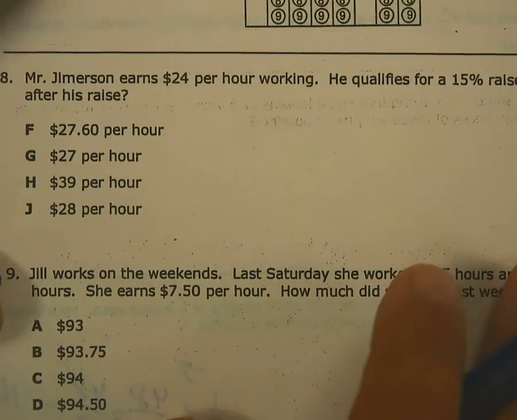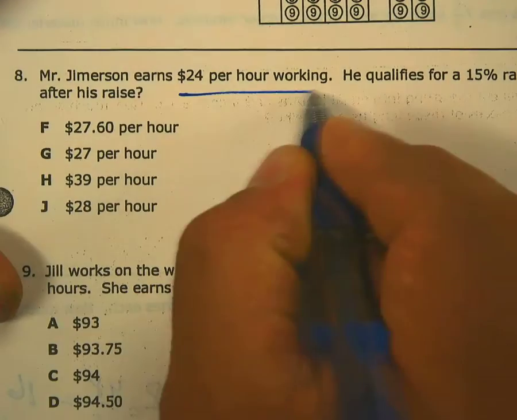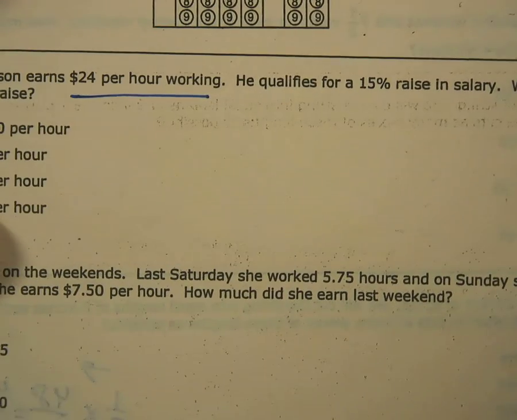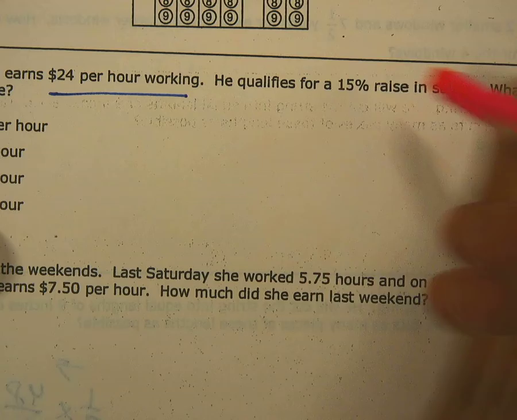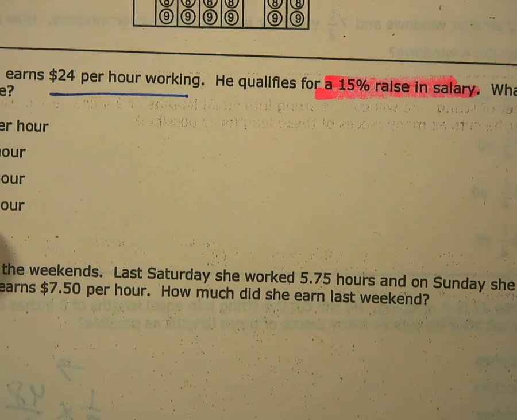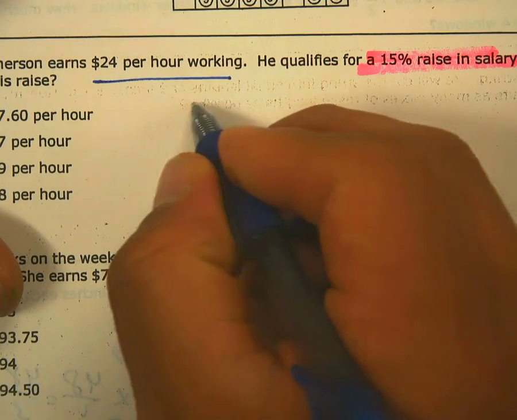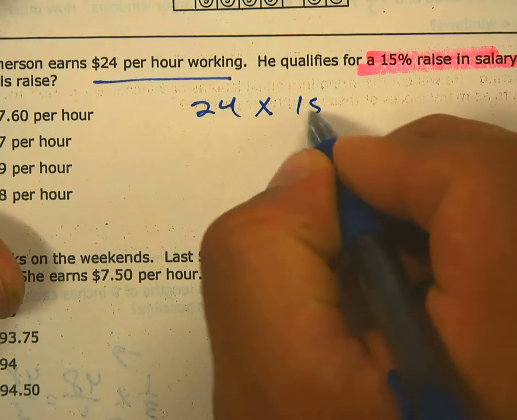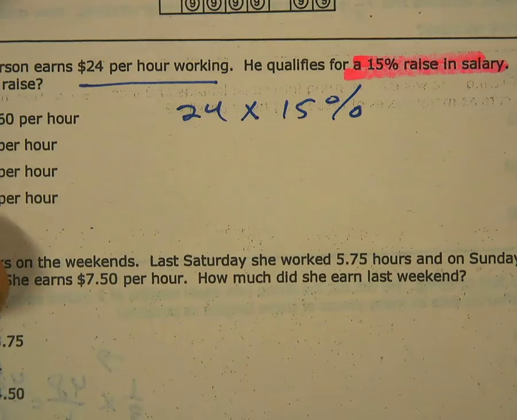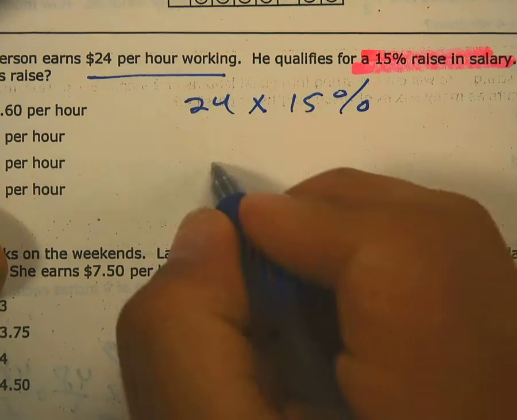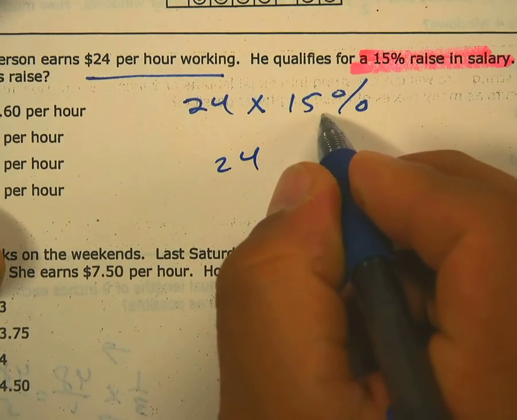Number 8. Mr. Jameson earns $24 per hour. He qualifies for a 15% raise. So that means he's going to get an increase. So we need to figure out how much the increase is. Well, you just have to multiply 24 times 15%. But you must convert that percent to a decimal.